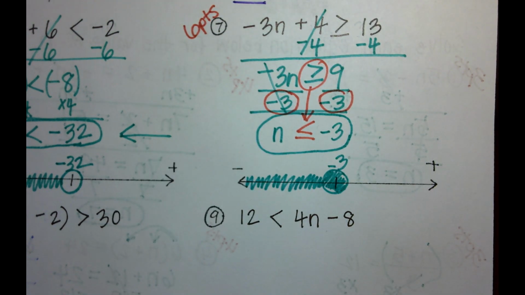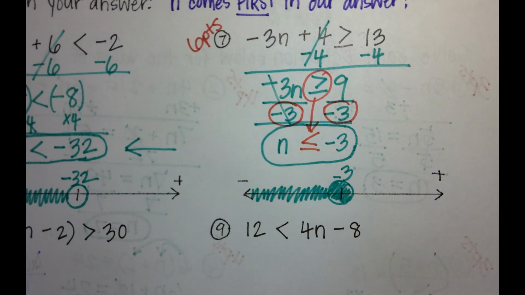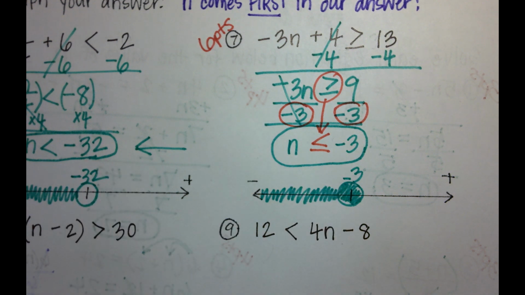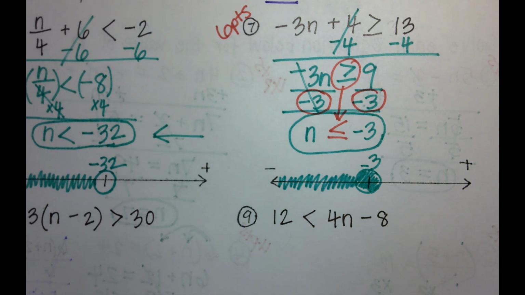So let's say you get the right answer, but you forget to flip the sign. That's just 1 point off. I'm not going to count the whole problem wrong. I try to make them worth enough points so that losing 1 point doesn't absolutely kill your grade. Any questions about number 7? Okay, can we go to 8?